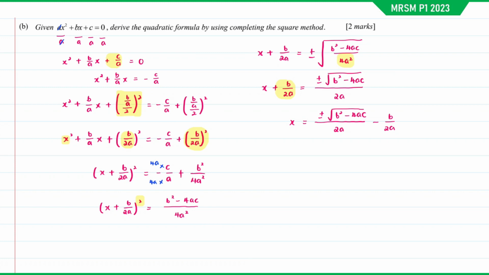As both of the fractions on the right hand side have the same denominator, we can combine this. And if we rearrange the minus b to the front, then we're going to get negative b plus minus square root b squared minus 4ac over 2a. And that will be the quadratic formula.